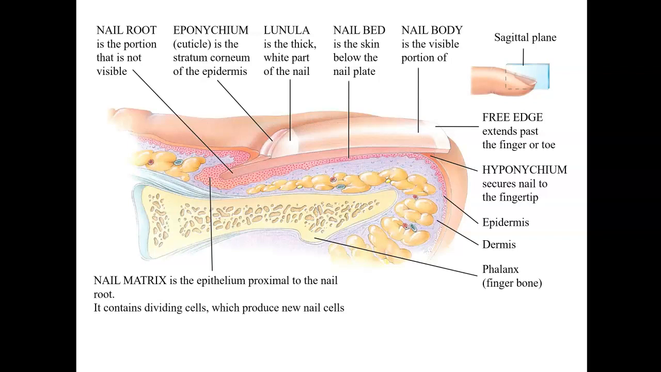Now looking at that nail matrix, those are the cells that are actively going through mitosis. And as they go through mitosis, they're going to push up just like with the hair and just like with the layers of the skin. And so that's what's actually helping to create that fingernail.